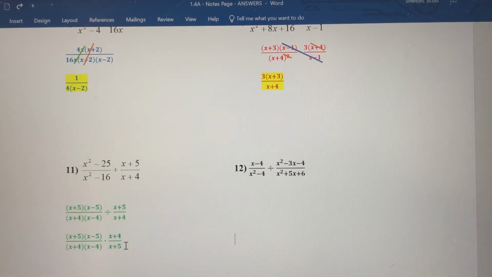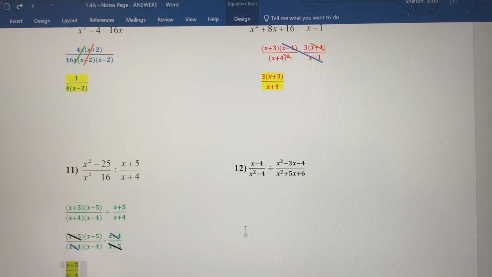Okay? So let's see what cancels out. The x plus 4s cancel. The x plus 5s cancel. Okay? And you can see my answer. What I'm left with is x minus 5 over x minus 4. So when I divide these 2 rational expressions, I'm left with a pretty little simple x minus 5 over x minus 4. All right?